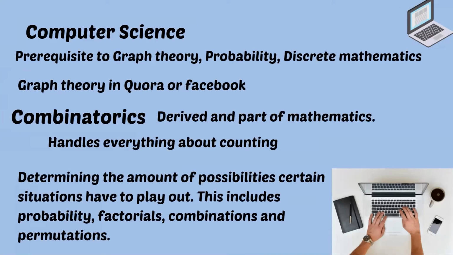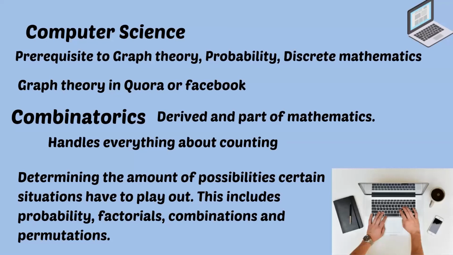For those computer science engineers who have to study graph theory, probability, or discrete mathematics, you have an idea about probability. Discrete mathematics and graph theory are the subjects related to mathematics that are being studied or used by computer science engineers. So you should have an idea of permutations and combinations in order to study all the others. And permutation and combinations as a part of graph theory is being used by Quora or Facebook for their functioning.